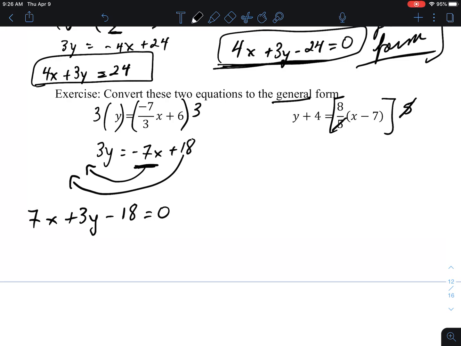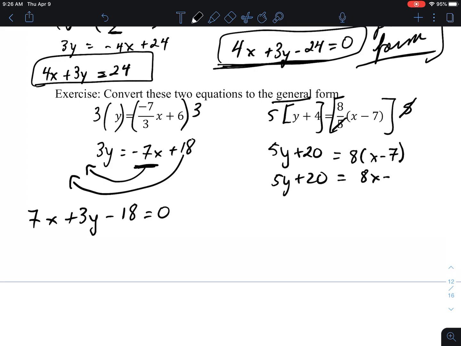Over here, I'm going to multiply both sides by 5, and that's going to cancel with that. And I'm going to multiply this side by 5. So I'm going to get 5y plus 20 is 8 times x minus 7. So 5y plus 20.